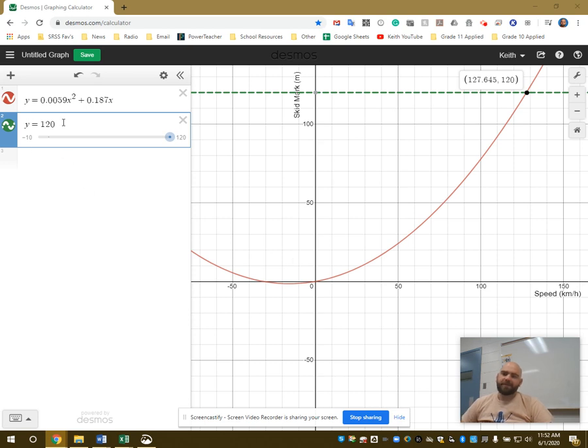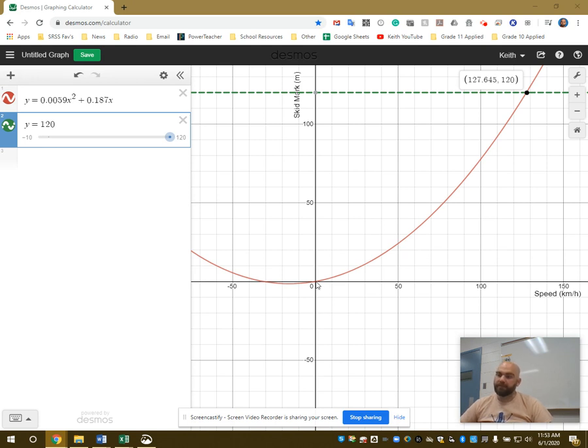Welcome back. So what we've done is we've drawn out the line of where y equals 120, and we're trying to figure out where it matches here. We have this point right here where, when the skid mark is 120 meters long, it says that the vehicle was traveling 127.645 kilometers per hour. Now, we could use this to represent that, in fact, our driver was speeding.